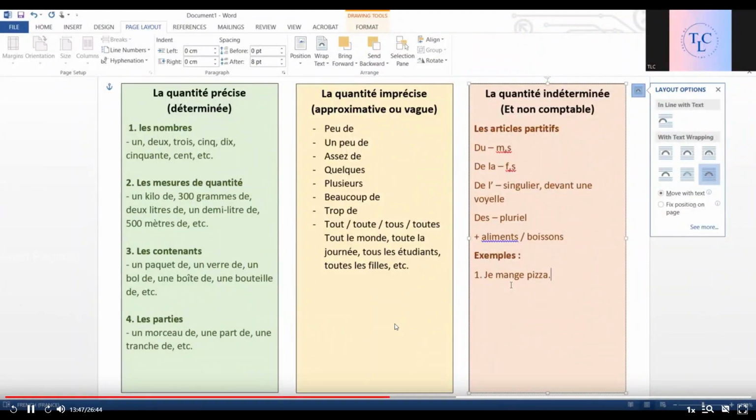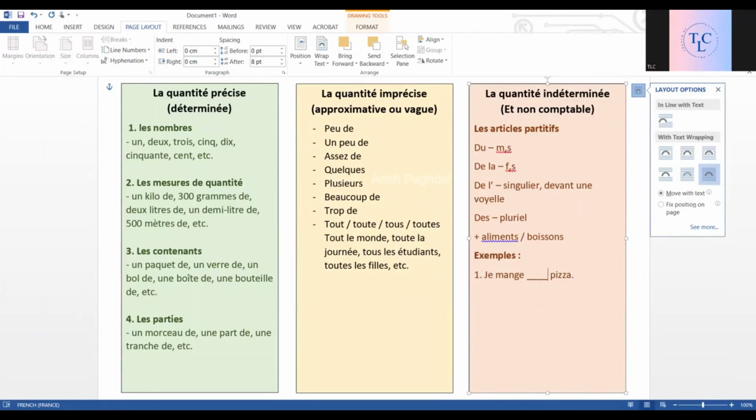How much it is, then we cannot leave it like this. Okay, we have to add something, that is article partitif. When the quantity is not known or we are not telling it precisely, we cannot leave it without anything. We have to add article partitif.